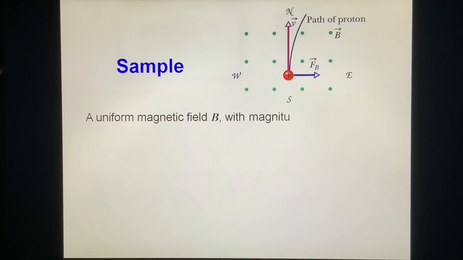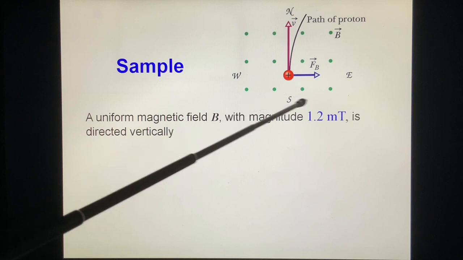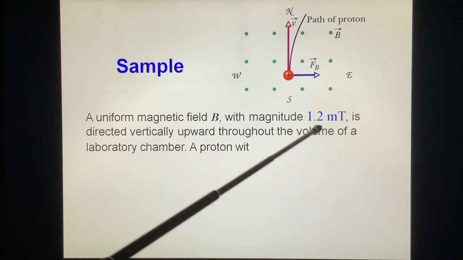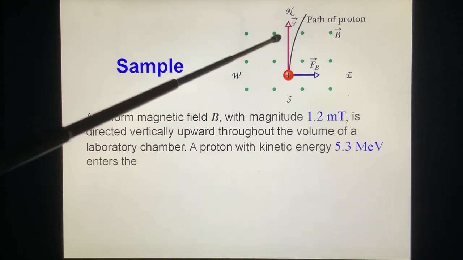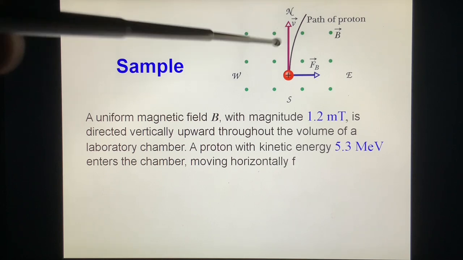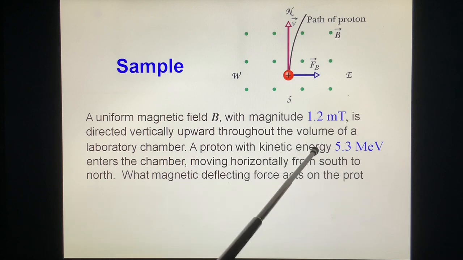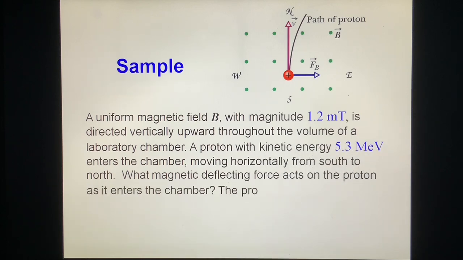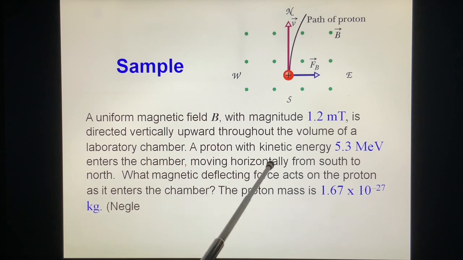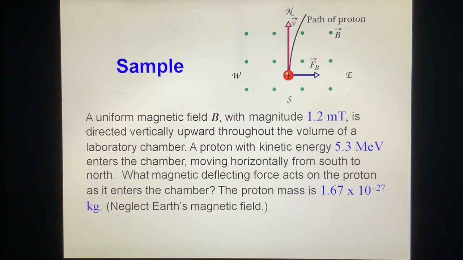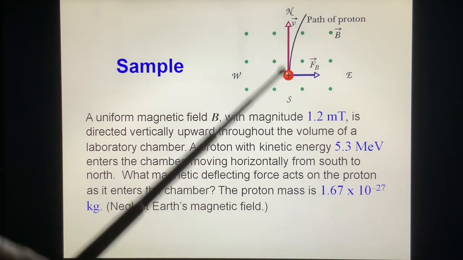A uniform magnetic field B, with magnitude 1.2 milliTesla, is directed vertically upwards throughout the volume of a laboratory chamber. If we look from up down, it comes towards you, it goes up, okay. A proton with kinetic energy 5.3 MeV enters the chamber, moving horizontally from south to north, in this direction V. What is the magnitude of the deflecting force acting on the proton as it enters the chamber? I want to find this one, okay.